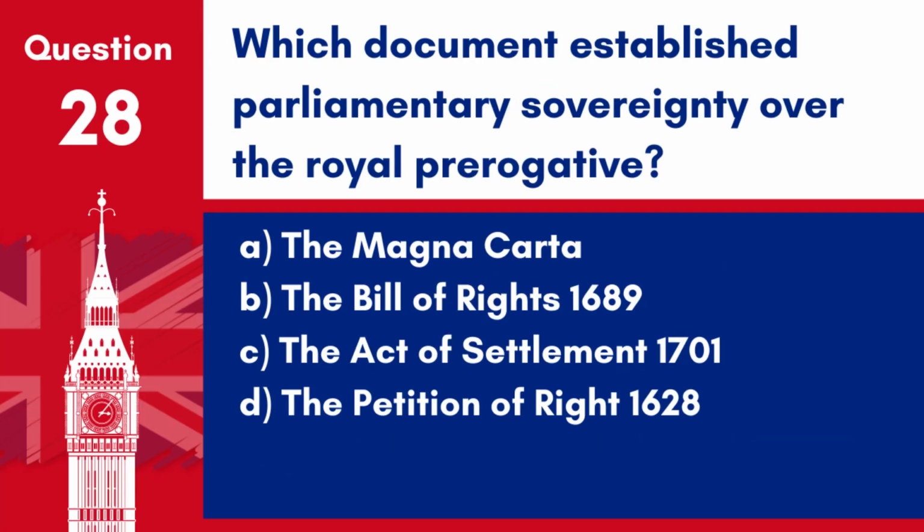Question 28. Which document established parliamentary sovereignty over the royal prerogative? A. The Magna Carta. B. The Bill of Rights 1689. C. The Act of Settlement 1701. D. The Petition of Right 1628. Answer: B. The Bill of Rights 1689. This document established the supremacy of Parliament over the royal prerogative, marking a significant shift in the balance of power.